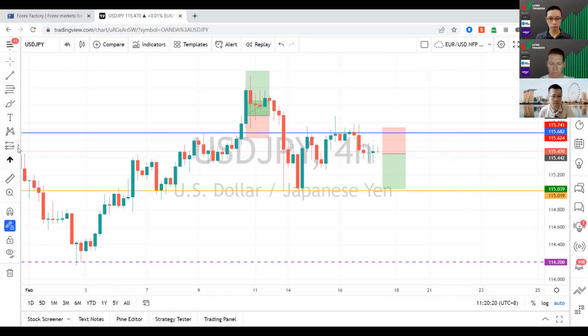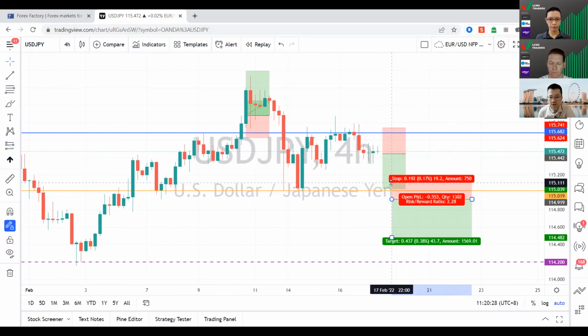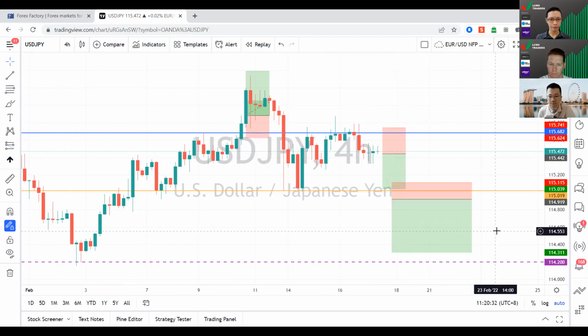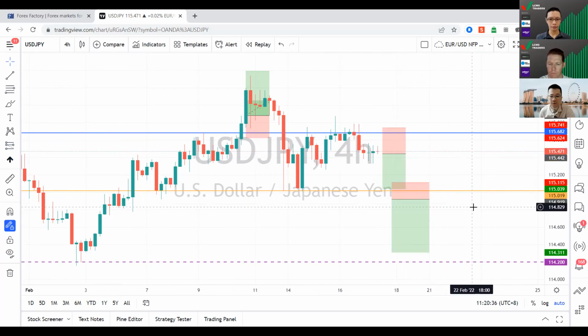You could be looking for a quick 40 pips towards the downside. And then also, if it does break below that point, you could be looking for a tight stop loss of 20 pips for a good take profit of about 60 pips, or 1:3 towards the downside for the USD/JPY.